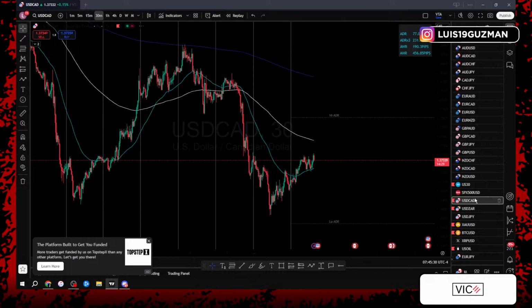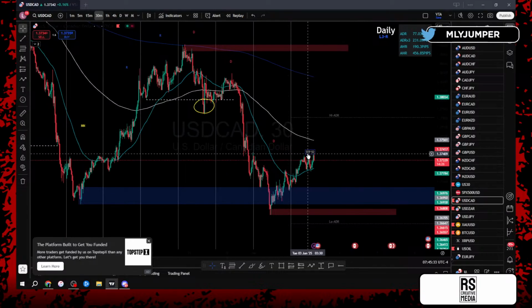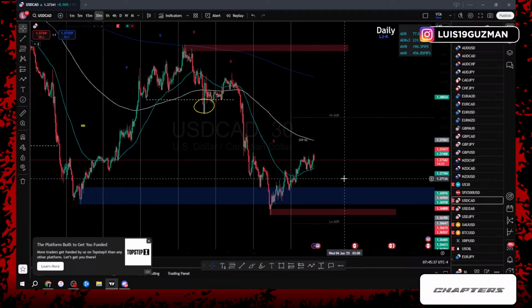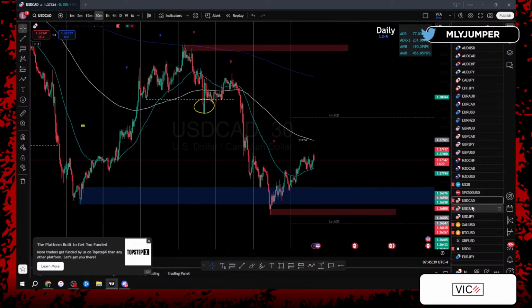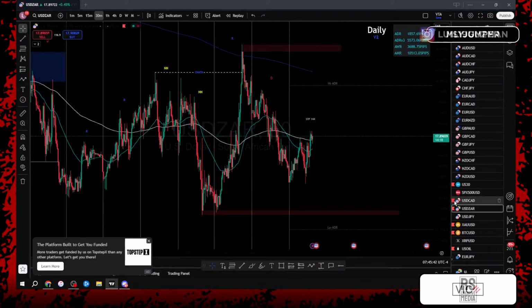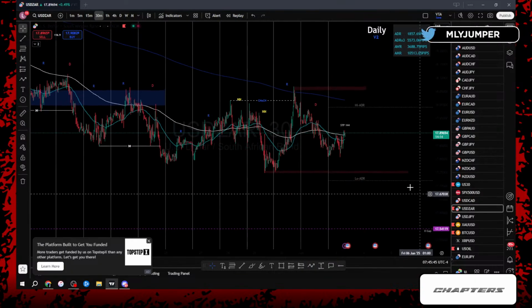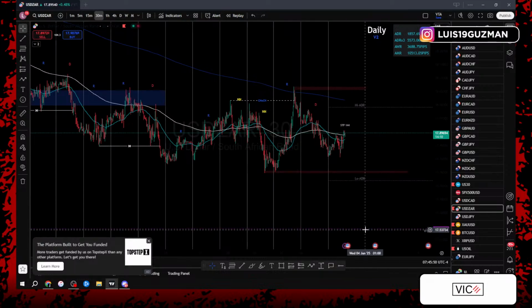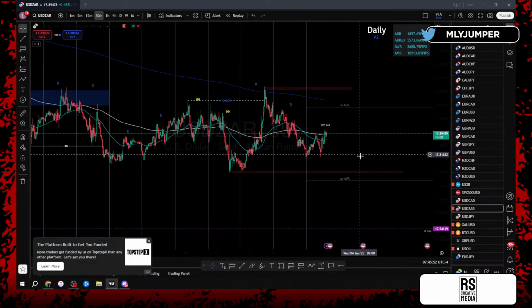Let's do USD CAD. 3 days of drop. After 3 days of drop, the market must move sideways or go up, and it looks like price wants to push to the top side. But I'm not trading USD CAD. USD ZAR, I'm also not trading it. After the change of character, I want to see the break, and we also know that we have a gap here at the bottom of the market, so I'm not expecting price to continue that push to the top side.